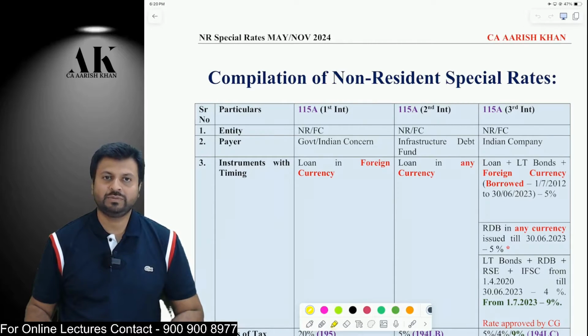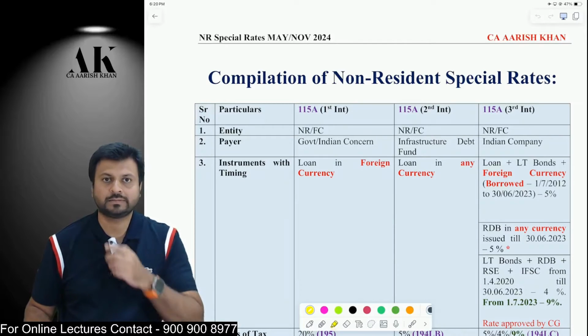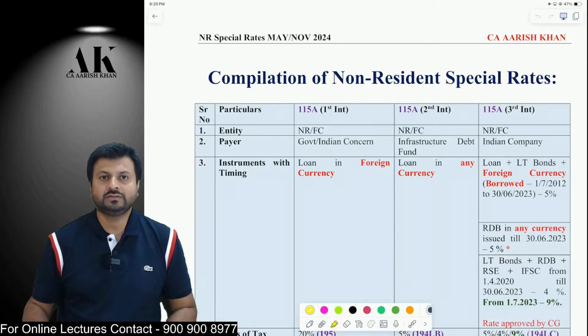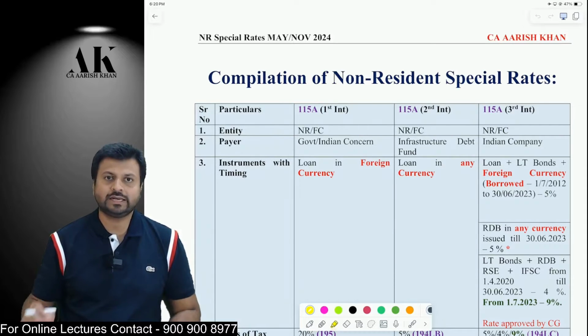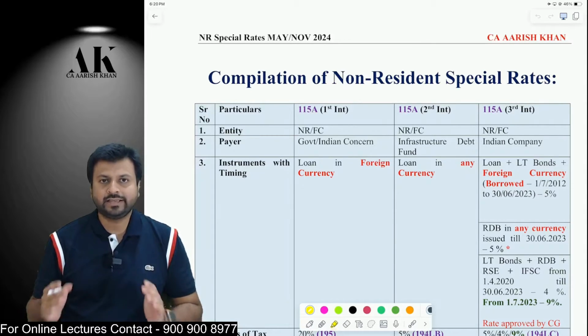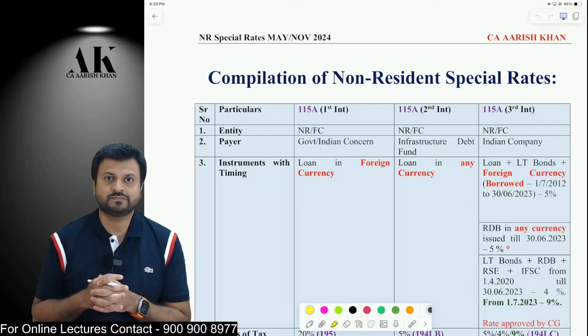So here I came up with one video which I promised to you all a few days back, around 2-3 days back, that I'll be coming up. As you can see, compilation of non-resident taxation special rates. Now one of the biggest headaches for CA final students in direct tax is the non-resident chapter. It is one of the trickiest chapters out of the entire syllabus of CA final. And in this chapter also, not the entire chapter is tricky. The trickiest part of this chapter is the special tax rates.